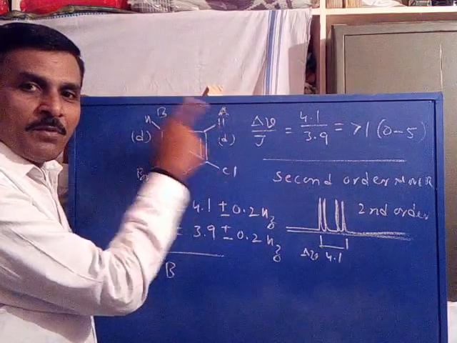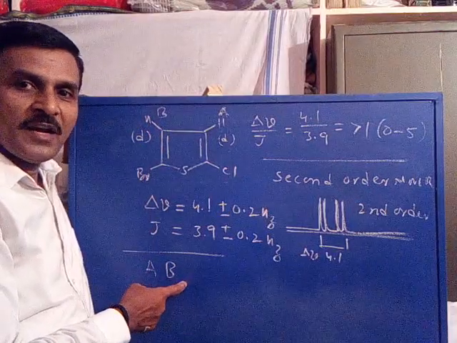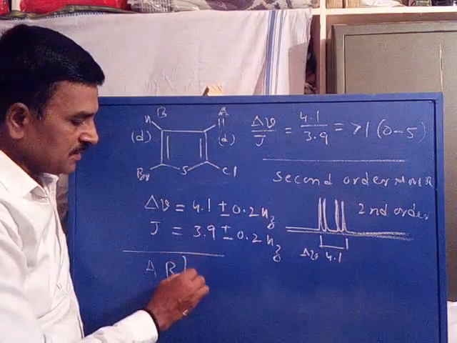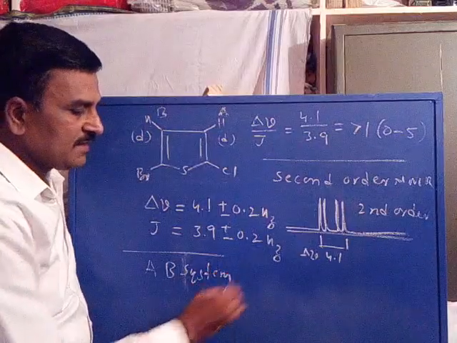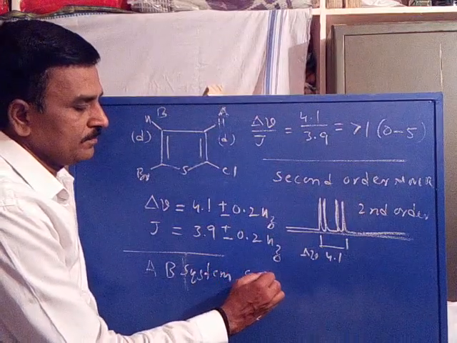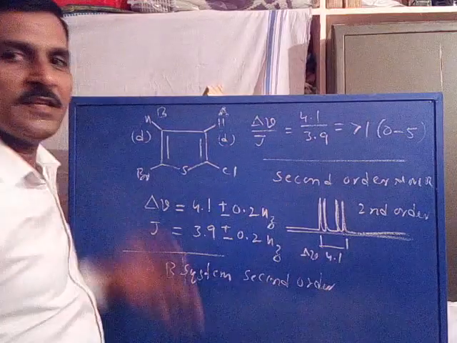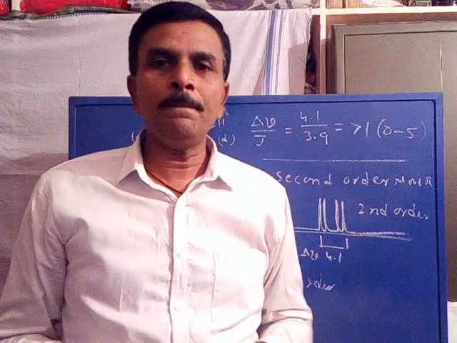Now in each set there is only one proton. A consists of one proton, B consists of one proton. There is no need to designate separately with a subscript. The whole becomes an AB system, second order. Is it clear? So the total system is called an AB system.